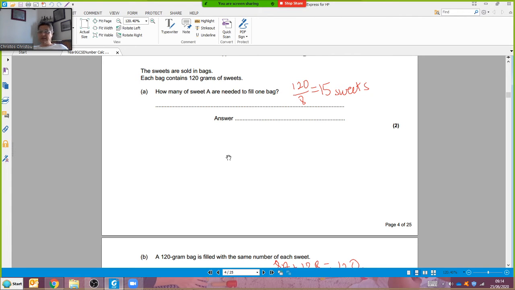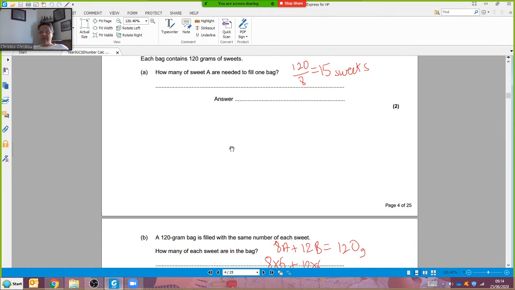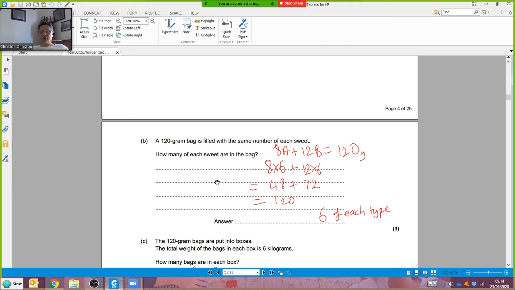We don't do simultaneous equations till year 10. You sort of come across it in year 9 next year when we do graphs of simultaneous equations, but I wasn't expecting anyone to do that method. So here it is. Here's the story. I've got 8 times A's plus 12 lots of B's, and this must come to 120. Now it's not too difficult to get the A and the B value, because it says the bag is filled with the same number of each type of sweet.